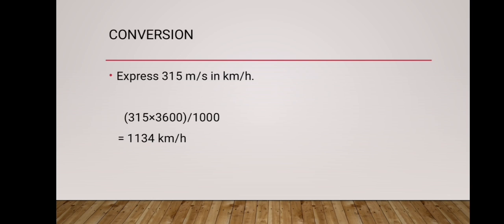So you must remember that whenever you are going to convert from kilometer per hour to meter per second, which we did in the previous slide, you need to multiply it by 1000 and you have to divide it by 3600. Because in 1 kilometer there are 1000 meters and in 1 hour there are 3600 seconds. In the same way, when we do the converse of it, you have to multiply it by 3600, whereas you have to divide it by 1000. So you need to remember this tip.